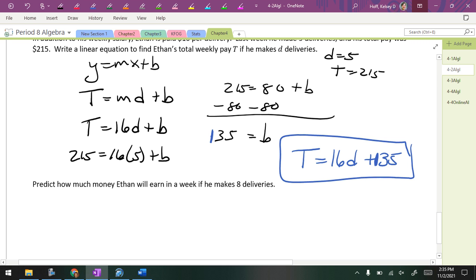How much money will Ethan earn in a week if he makes 8 deliveries? I'm not going to make you do this, but how would you do it? D is your 8. You plug it in there and solve your order of operations.